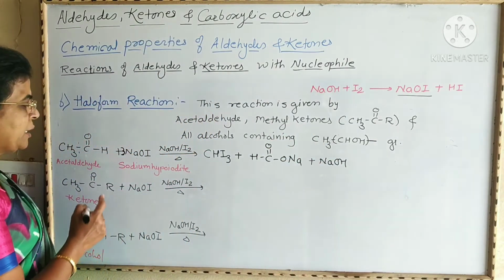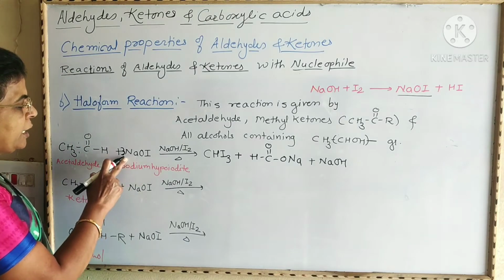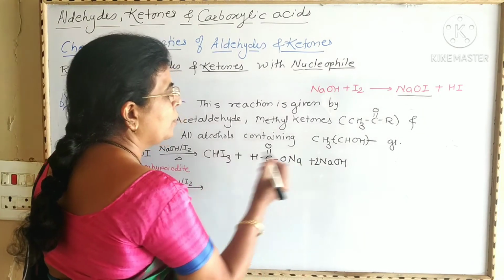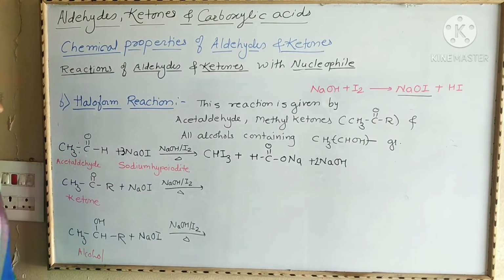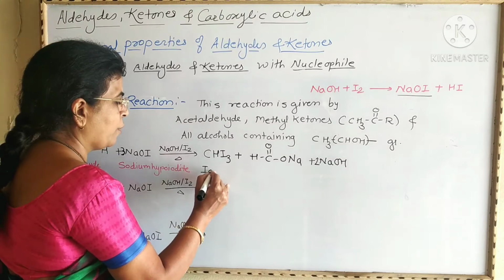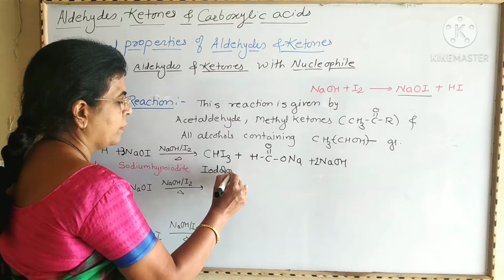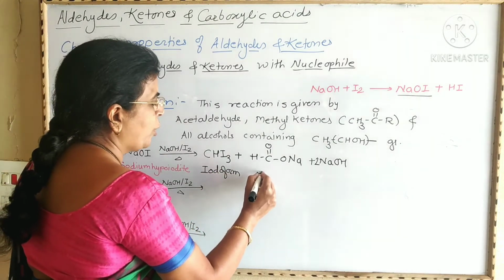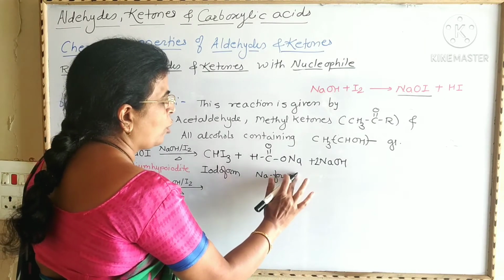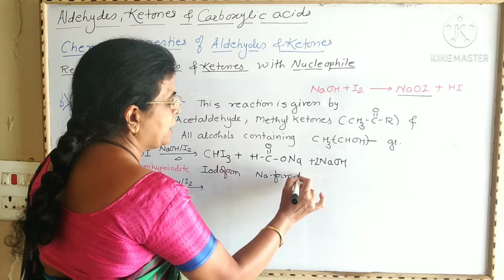Now we have to balance this reaction. Here there are 3 Na. Now here there are only 2, therefore write here 2. Then this reaction is completely balanced. This compound, that is CHI3, is iodoform. And this compound is sodium formate, that is sodium salt of formic acid.